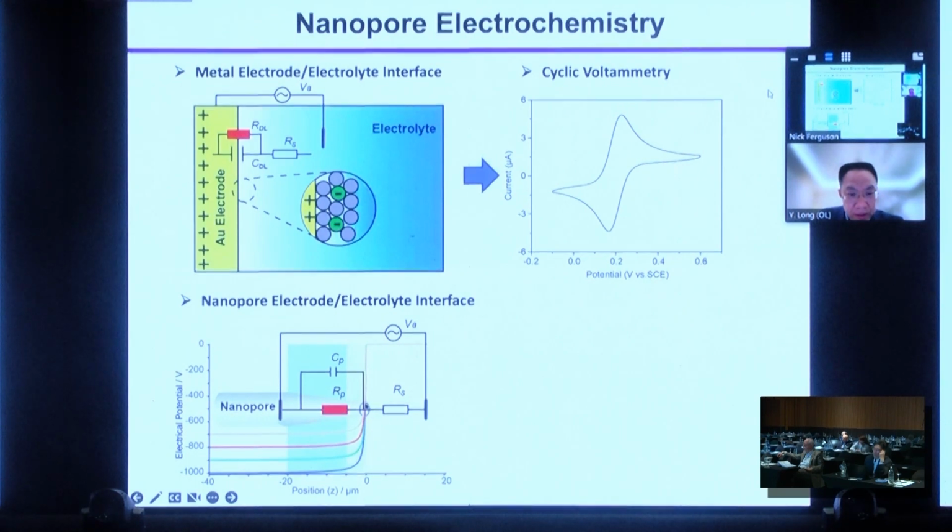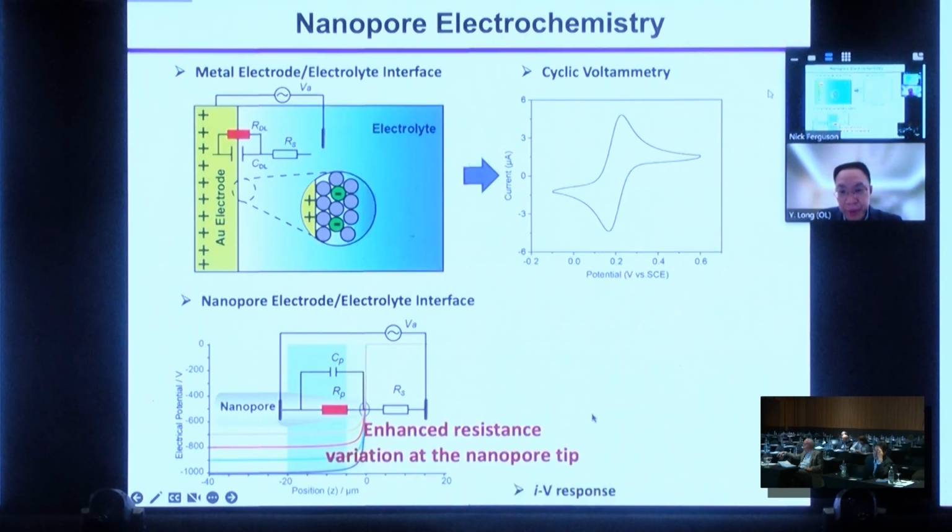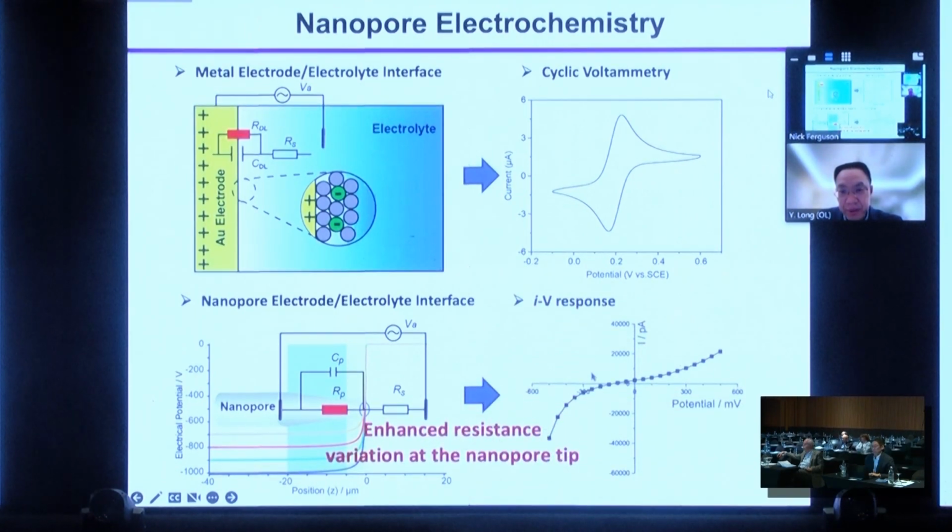So this area is a bigger resistor. So all the potential drops on this pore, like I talked about before. And this will enhance the resistance until the pore tip. So we will be recording the current with time.